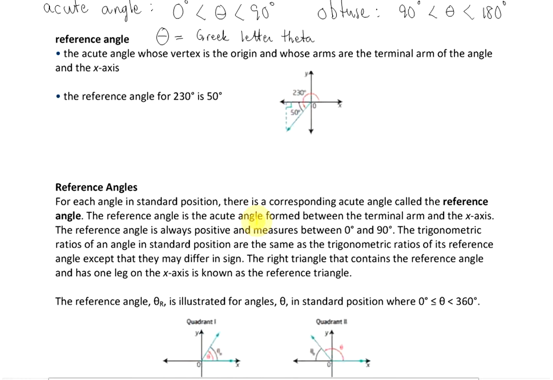Okay, so the next part of our lesson on angles in standard position is reference angles. A reference angle is the acute angle whose vertex is the origin and whose arms are the terminal arm of the angle and the x-axis.